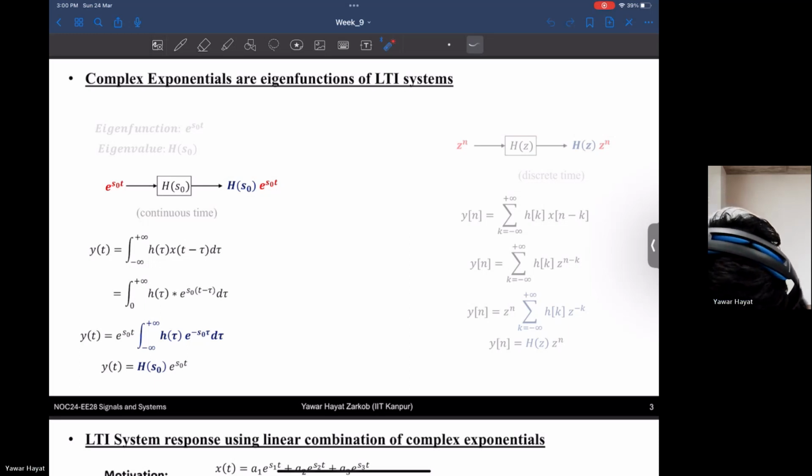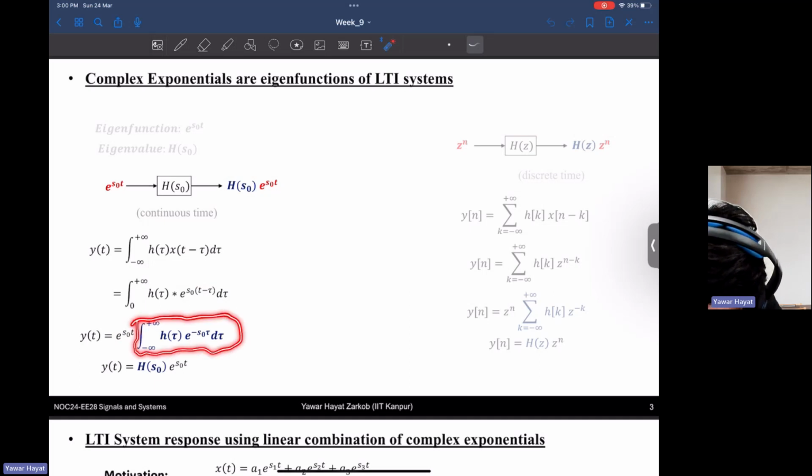So y of t is equal to... e to the power s naught t is a constant in this integral because the variable of integration is tau. So e to the power s naught t will go out. We will be left with the integral from minus infinity to plus infinity of h of tau and e to the power minus s naught tau d tau. Sorry, this should have been minus infinity. Correct.